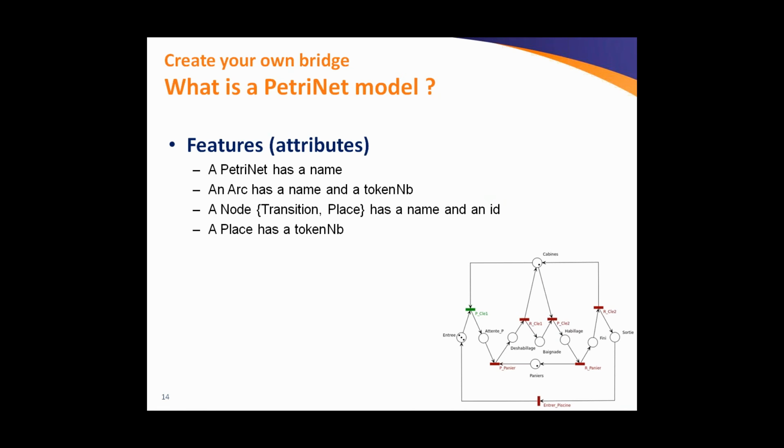And you also have some features. A PetriNet has a name, an arc has a name and a number of tokens, a node has a name and an ID, and a place has a number of tokens.